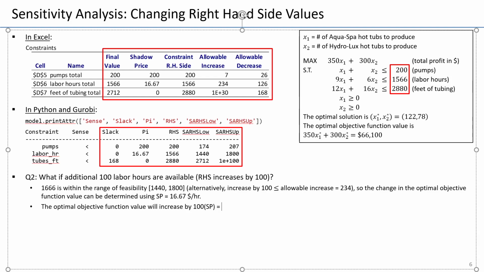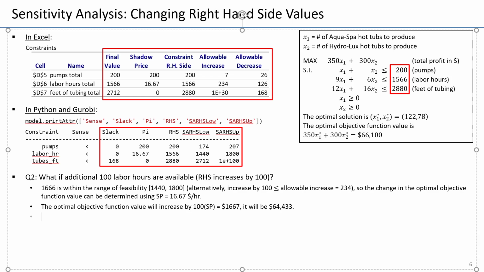But here, of course, it is going to be an increase because it's 100 times 16.67, so it's actually $1,667, right? So the increase is by this much. As a result, we need to subtract. When we subtract it, we will find out it's 64,433, right?